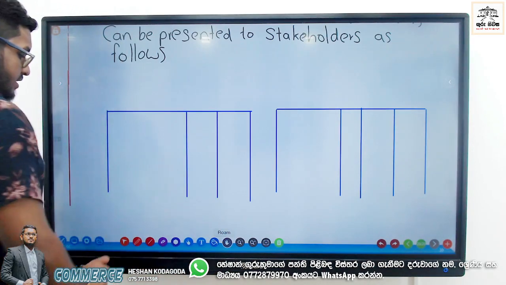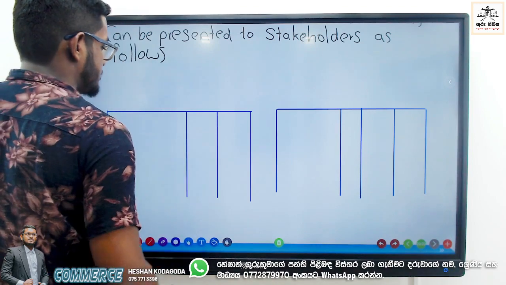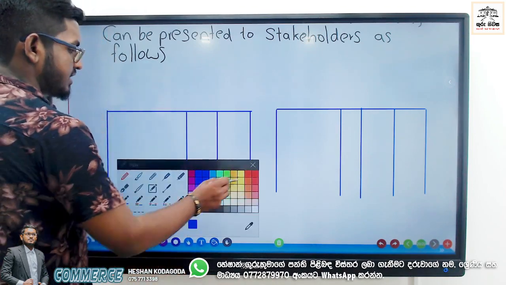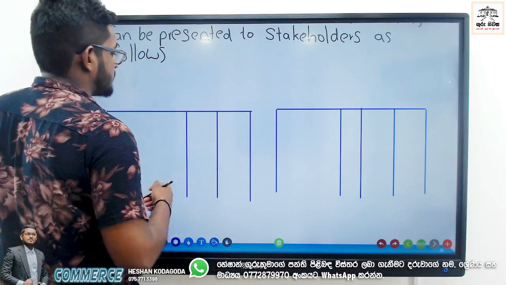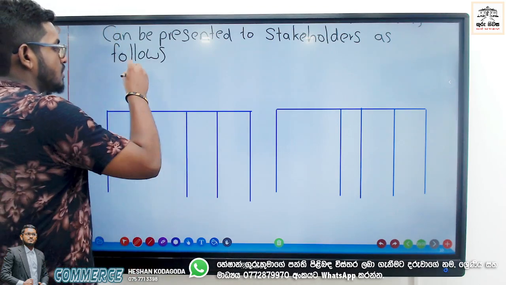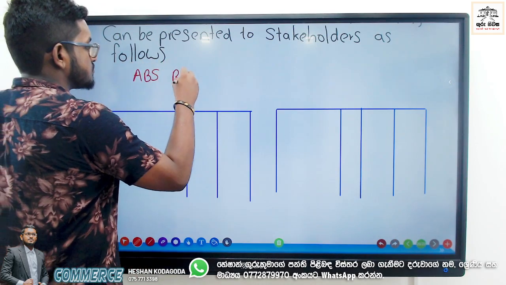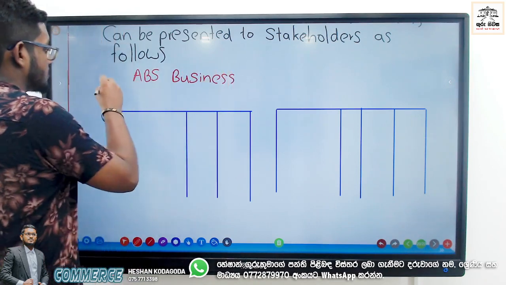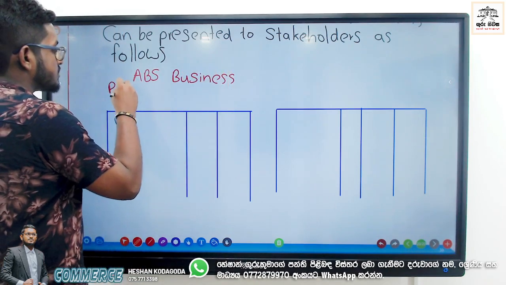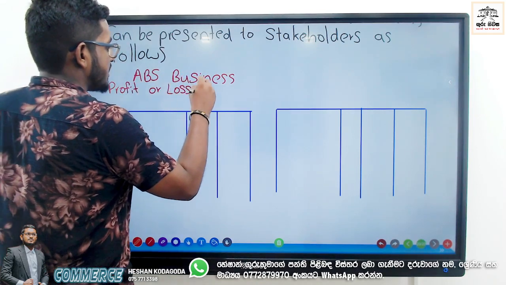So how to write the names? Think this is P&L and this is the SOFP. If you write the names correctly, you can get half half, which means plus 1. ABC business, profit or loss statement.